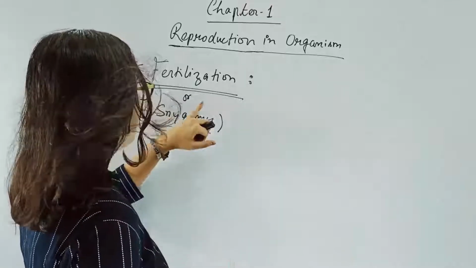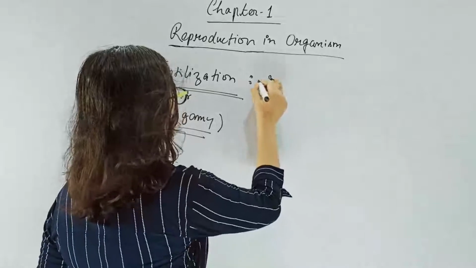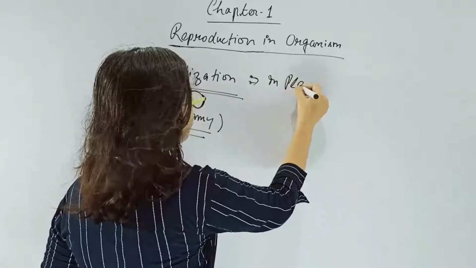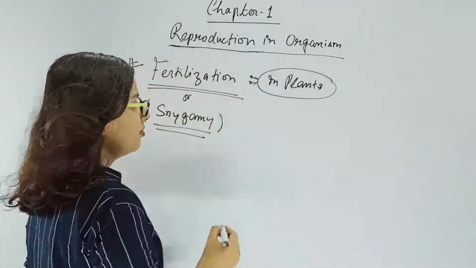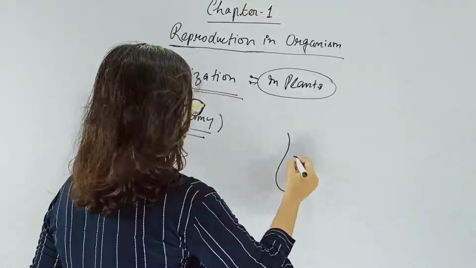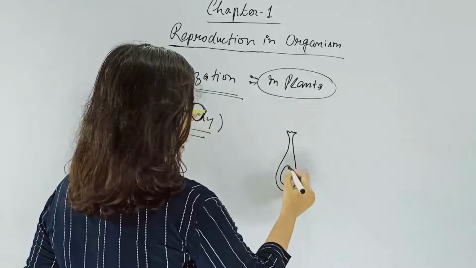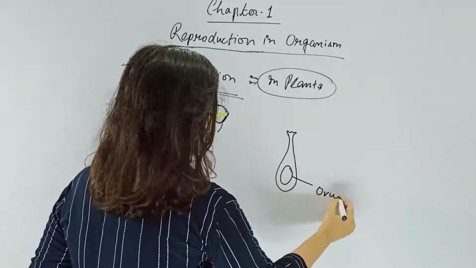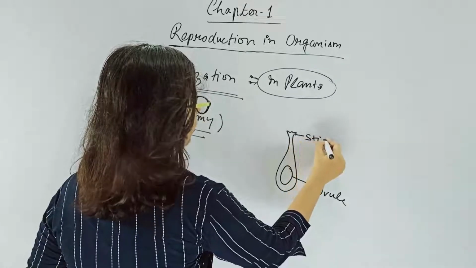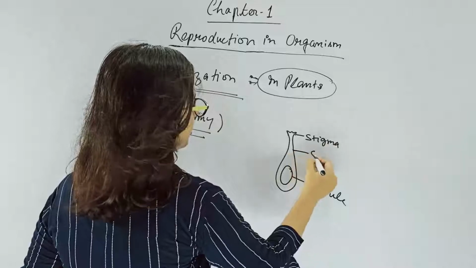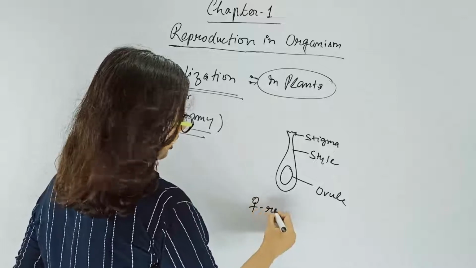So, we are going to discuss fertilization in case of plants. In plants, I am taking an example of angiosperm. In the angiosperm, there is the ovule. This is the stigma. This is the style. So this is the female reproductive structure.